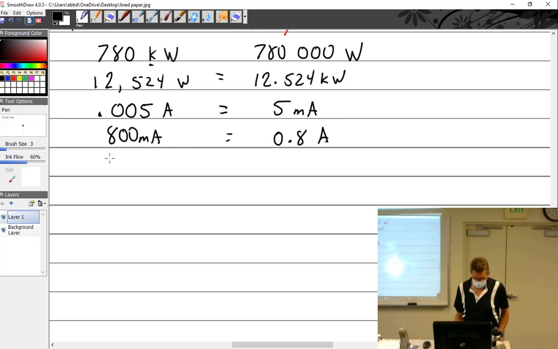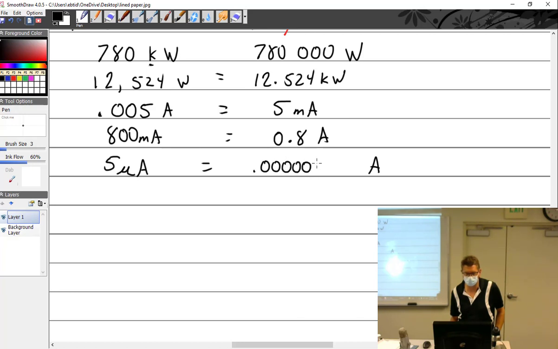If I have 5, what is that? Microamps. How many amps is that? 0.000005. Okay, so I'm going to move it over 6 places. So that'll be 5 zeros: 1, 2, 3, 4, 5 amps. We don't usually see that in amps. Where you're going to see that is, well, it's on here, picofarads.